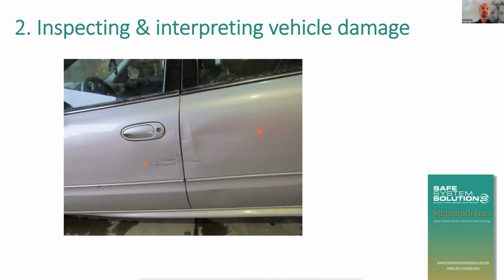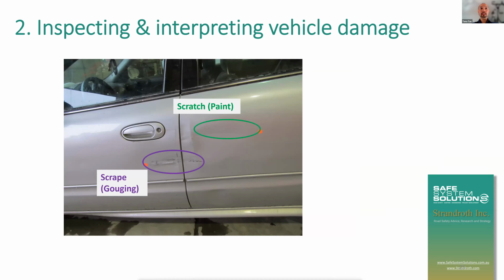We'll move further down the door as well, and I'll give you two examples. This here is scratch, and this here is scraping. So there's a bit of gouging here.